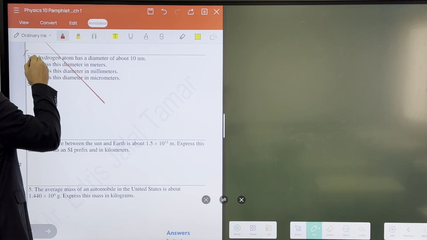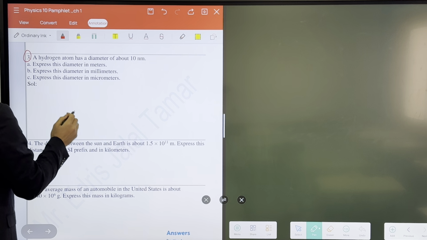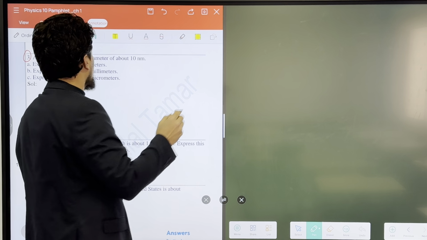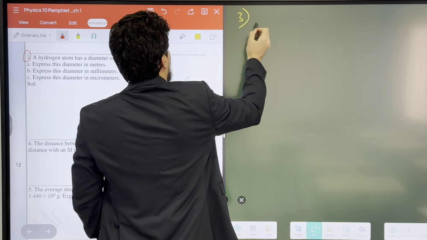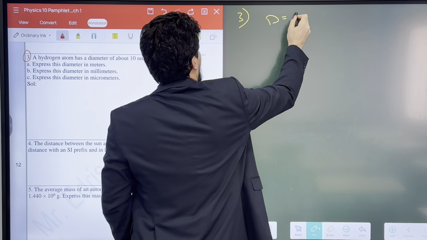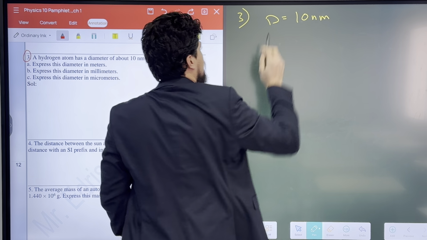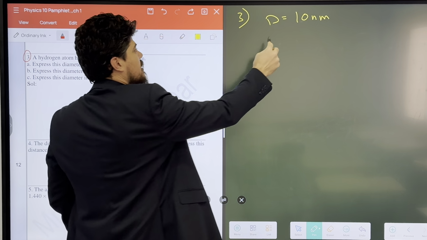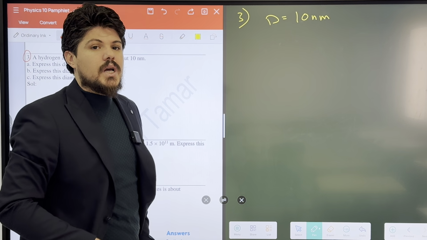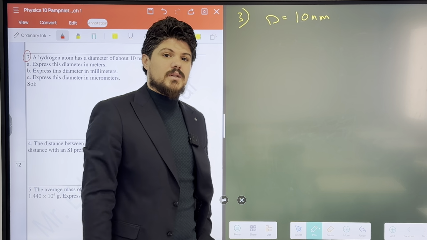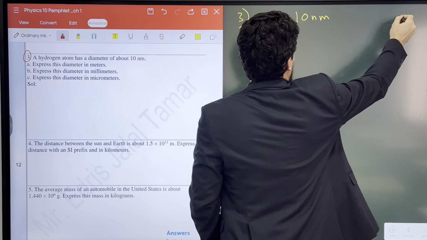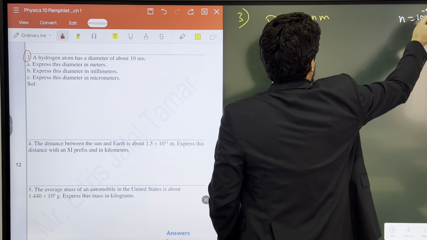Question 3, guys. Look at this question. A hydrogen atom has a diameter of about 10 nanometer. Okay, so question 3, the hydrogen atom, its diameter is equal to what? Is equal to 10 nanometer. Do we have a prefix here? Yes. What is the type of the prefix here? Nano. Nano is the smallest prefix that we studied, that is required for the student to know. Okay, nano is very small. Its power is what? 10 power negative 9.